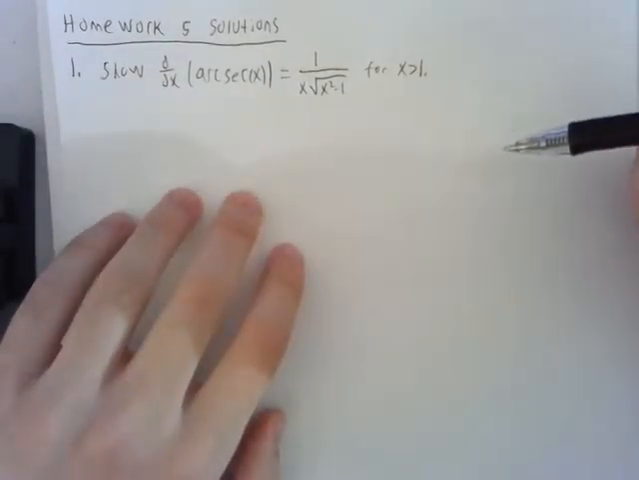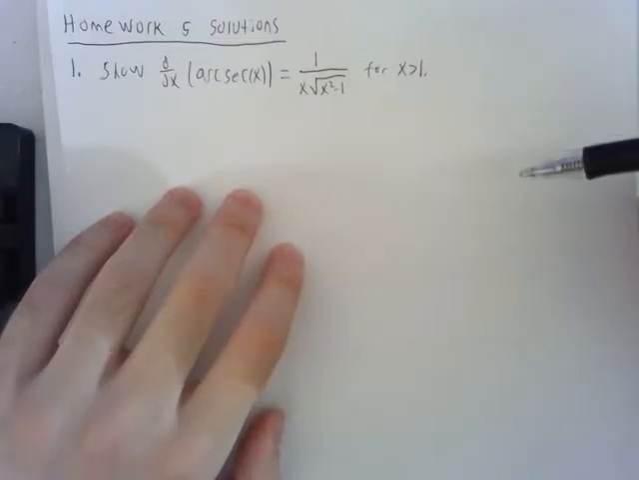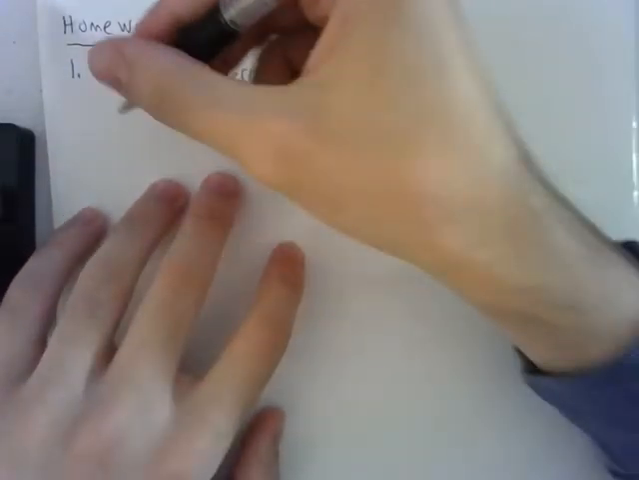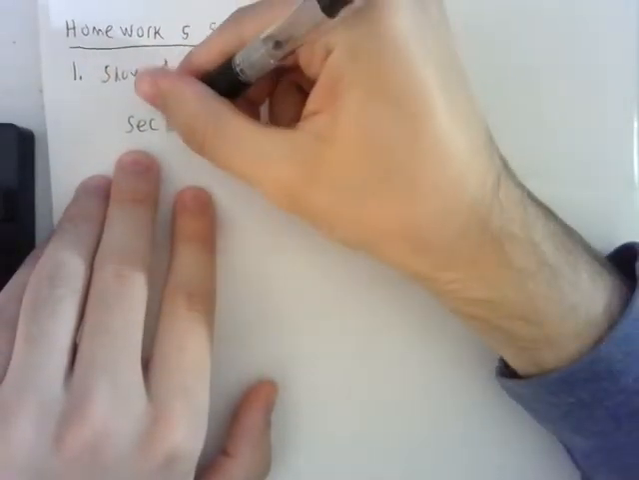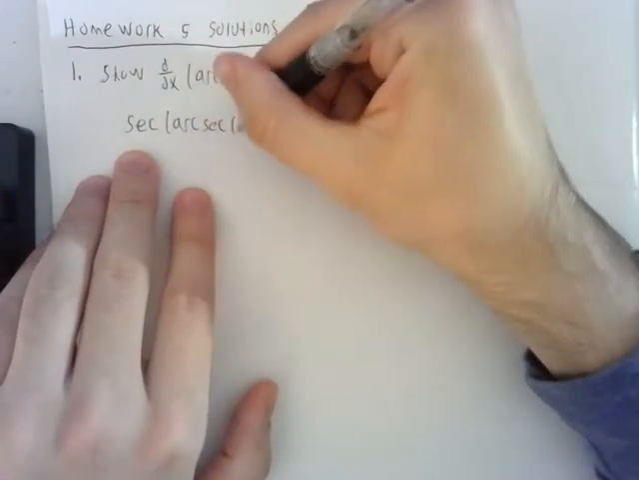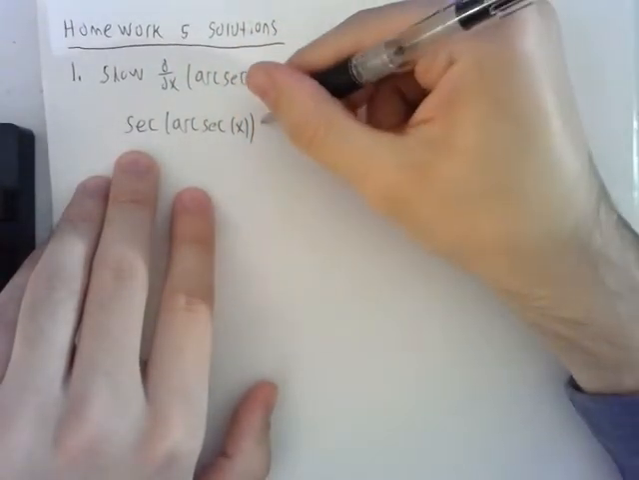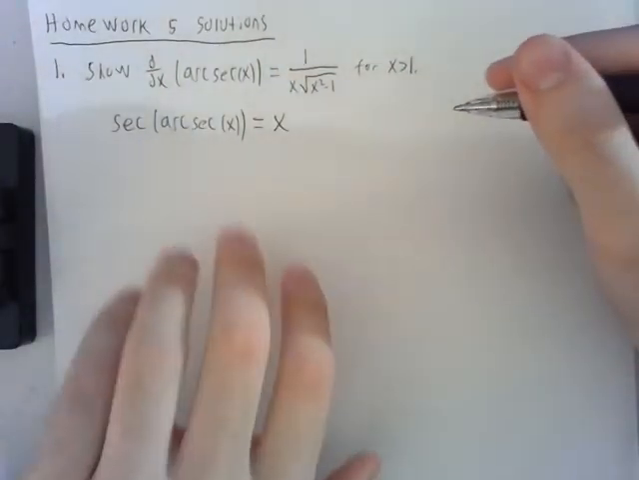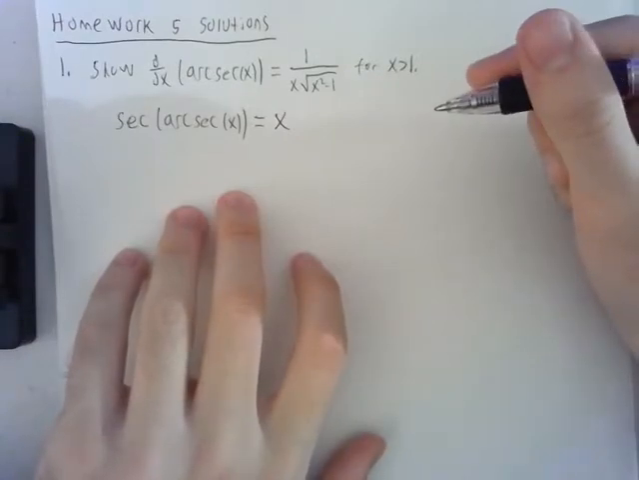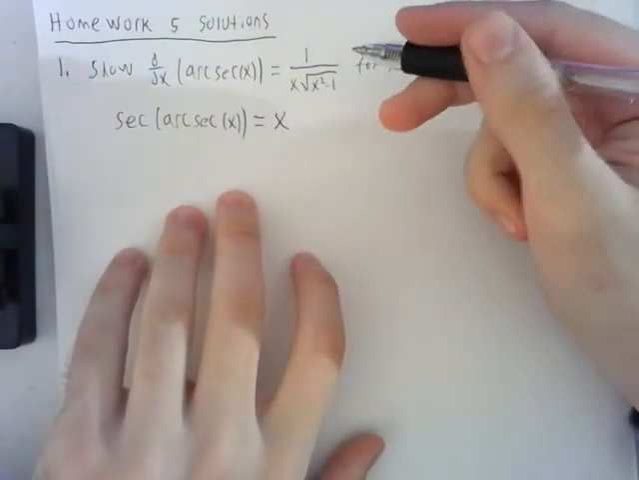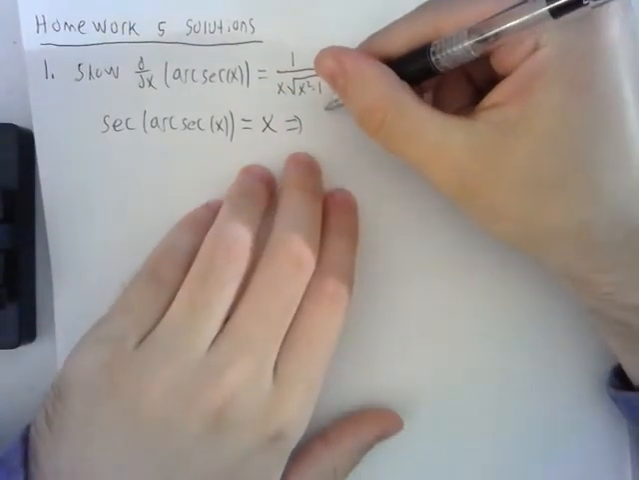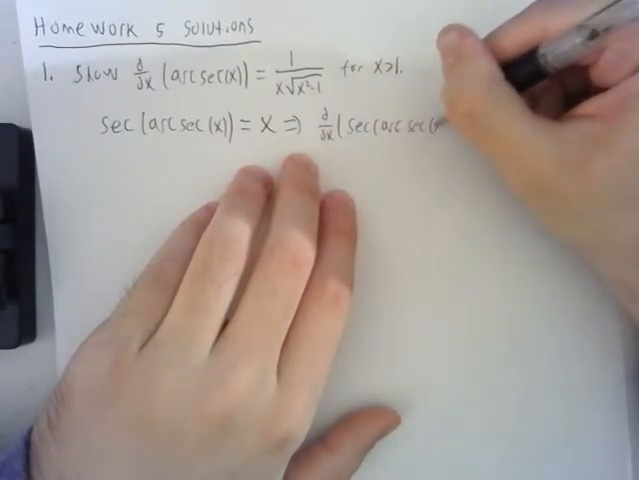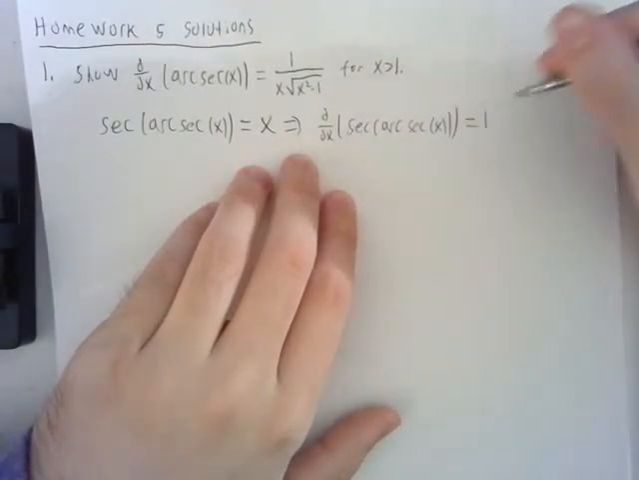So the idea of this problem is that we can use this trick that we covered for finding derivatives of inverse functions. In particular, we know that secant of arcsecant of x should be equal to x because the secant and the arcsecant cancel out. So now we can take the derivative of both sides of the equation. The derivative of secant of arcsecant of x is equal to 1.